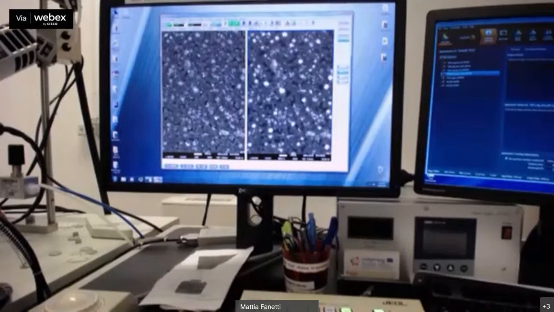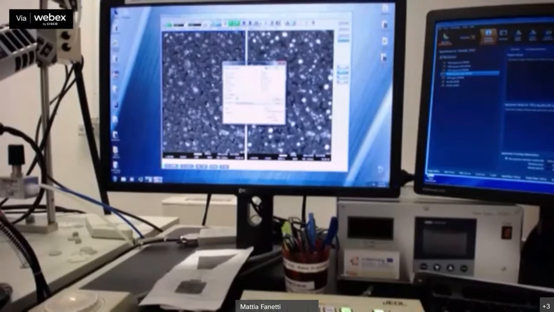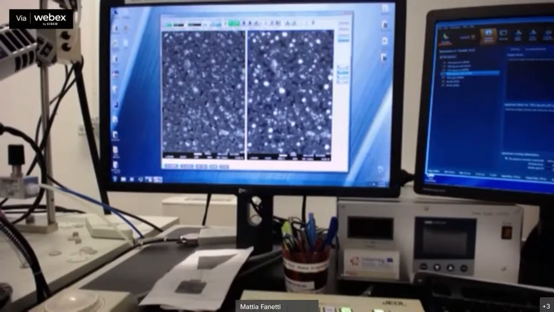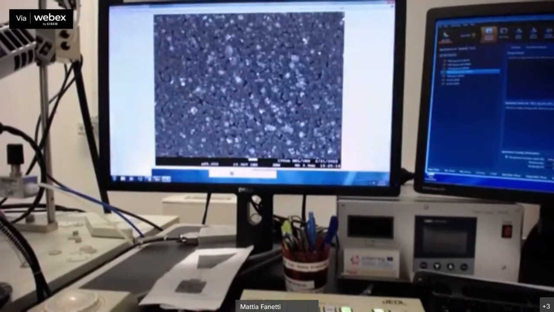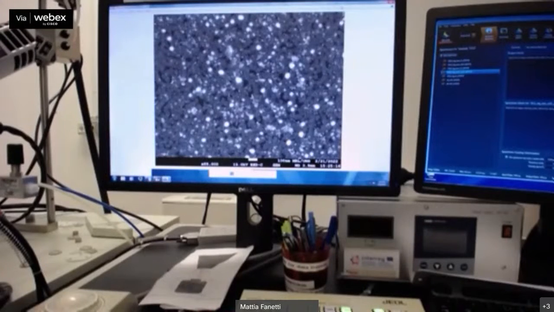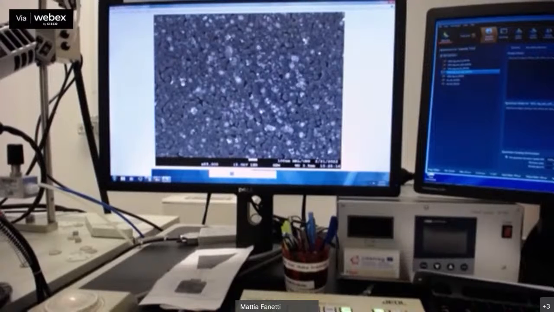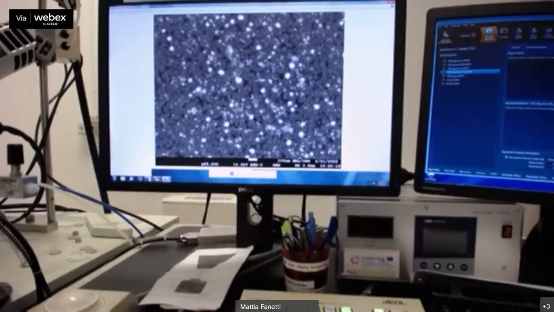And now this is the result. Now I save the image. There you go. And now I show you the two images. This is the secondary, this is the backscatter. So you see, there is a difference. This is the backscatter.